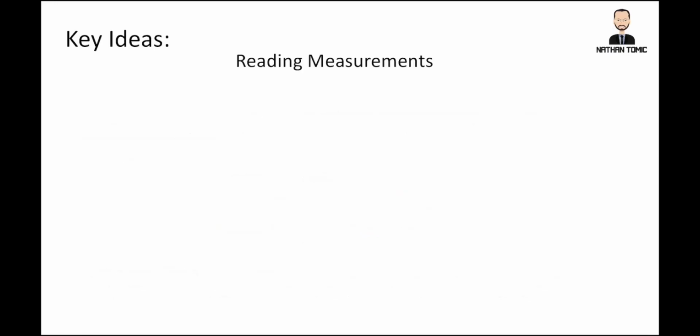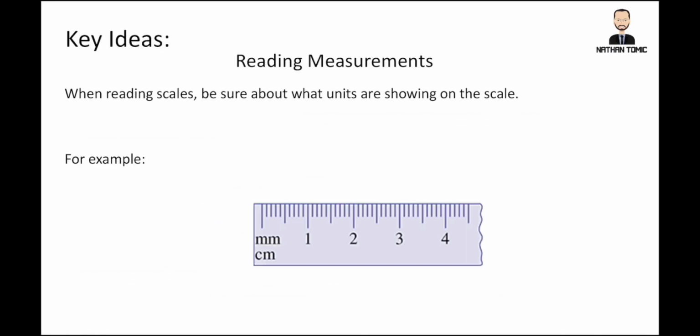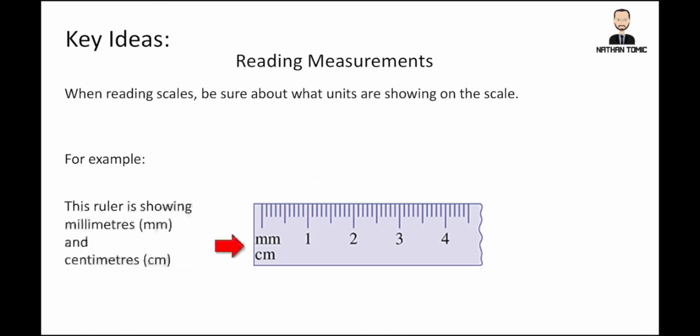When we're reading measurements from a ruler or a tape measure, there's a few things we want to consider. First of all, we need to be sure about the scale that the device is showing. So in this example here, it's a part of a ruler. It is showing both millimeters and centimeters. Often your device will show this. Sometimes you'll have to know by looking at the scale what it represents.